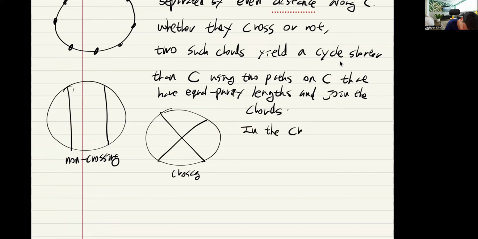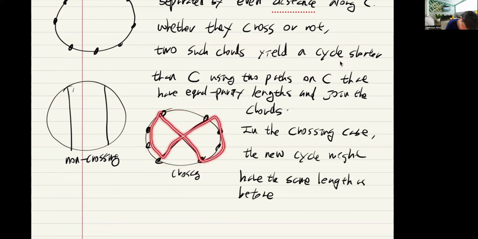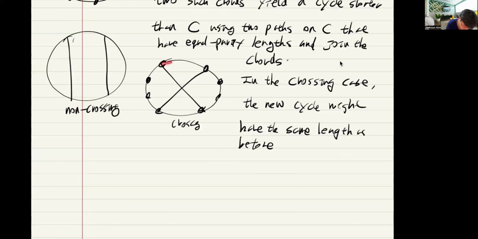In the crossing case, the new cycle might have the same length as before. Namely, in this case, this cycle has length 8, and this cycle also has length 8. So we don't get the contradiction yet, right? However, in that case, we can take this cycle, which is shorter, right?